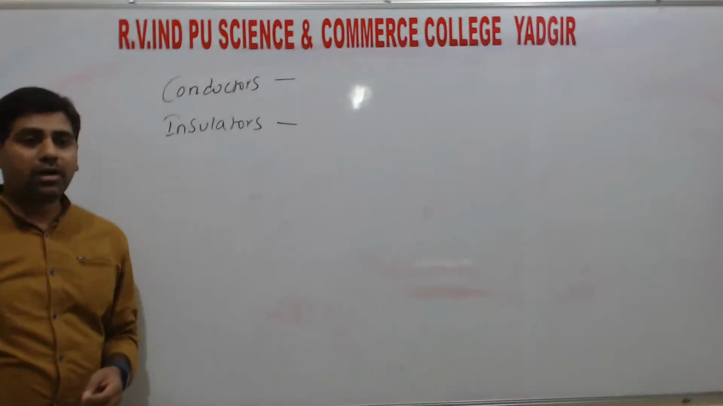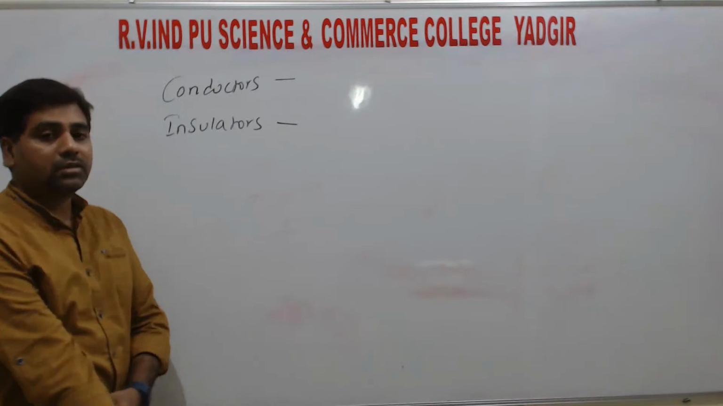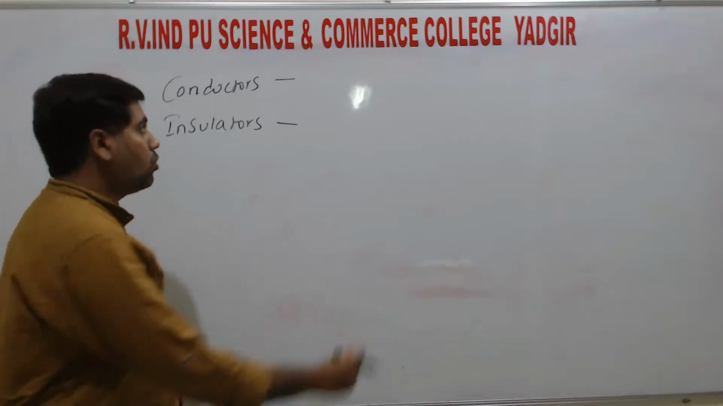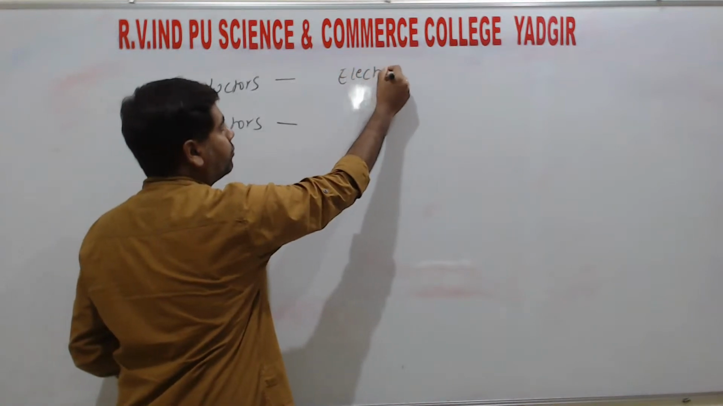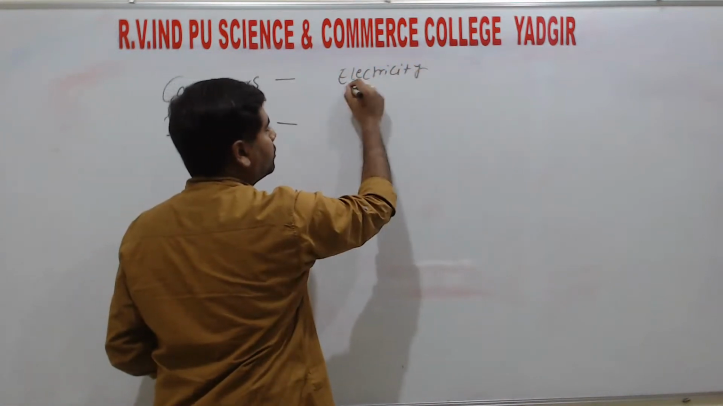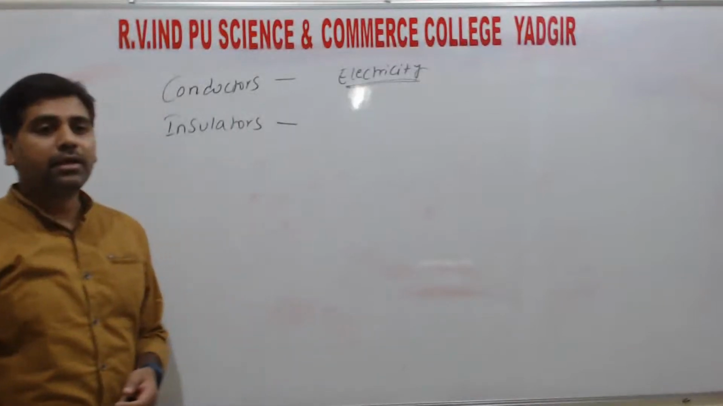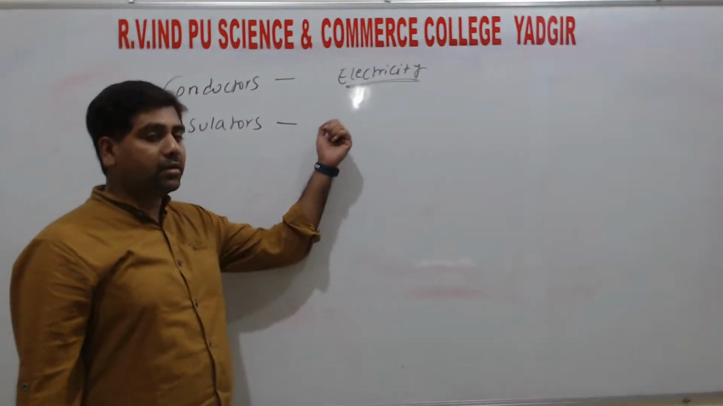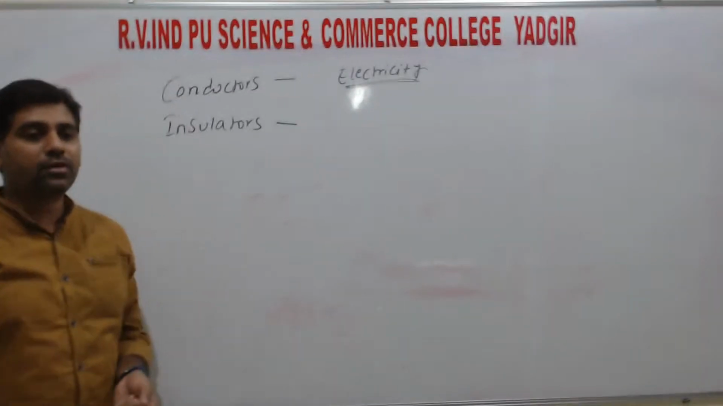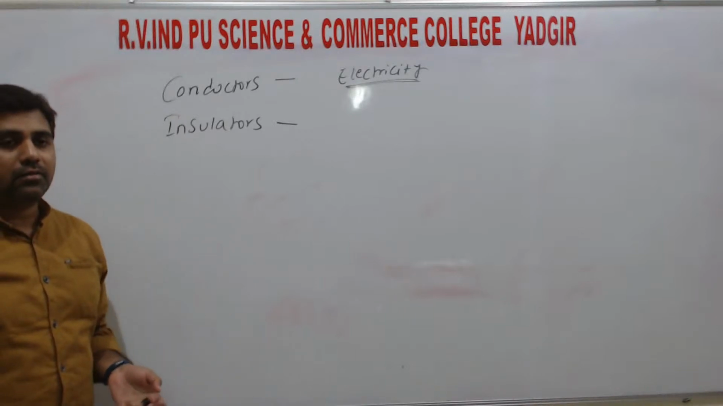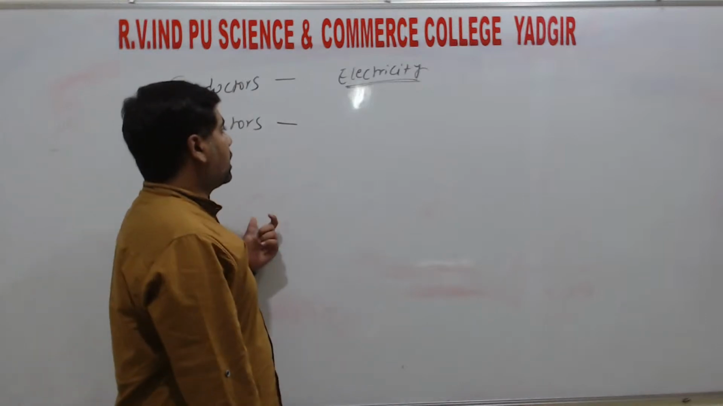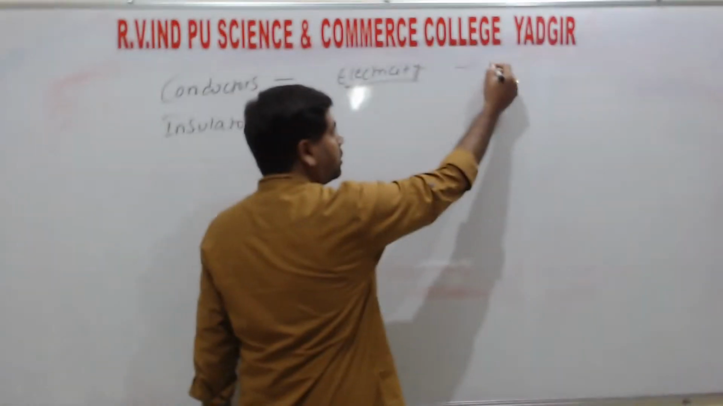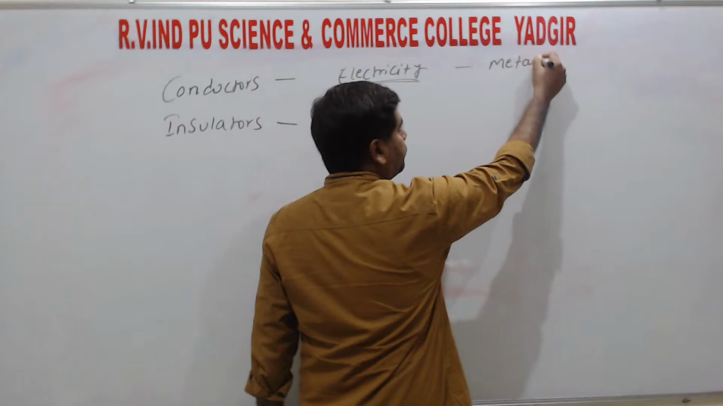Right. So what are conductors? Conductors are substances which allow or pass the electricity. The substances which pass the electricity easily, that type of substances we call as conductors. Substances or materials, right? So those are called the conductors. Examples for the conductor are all metals, right?